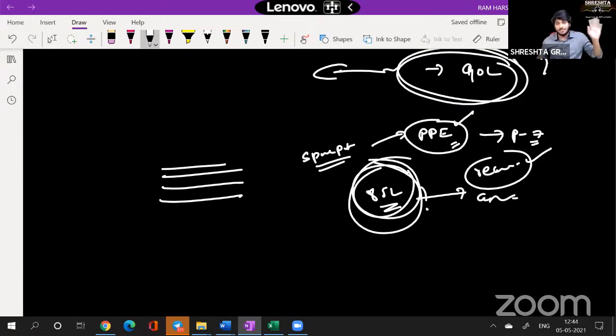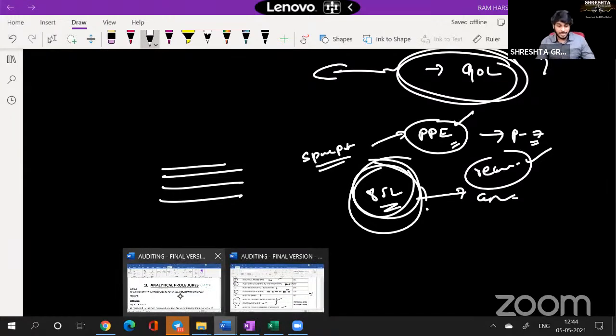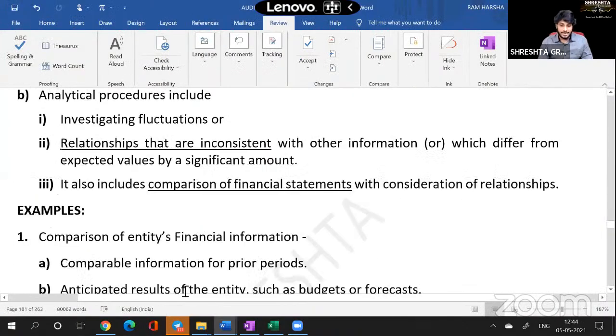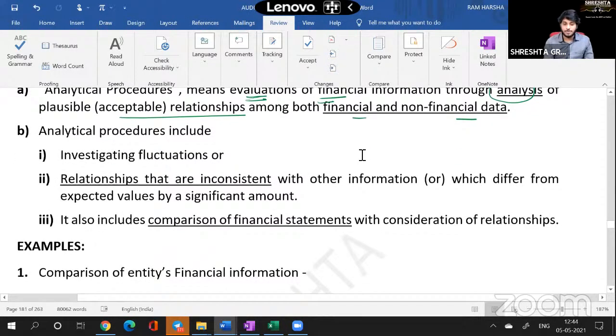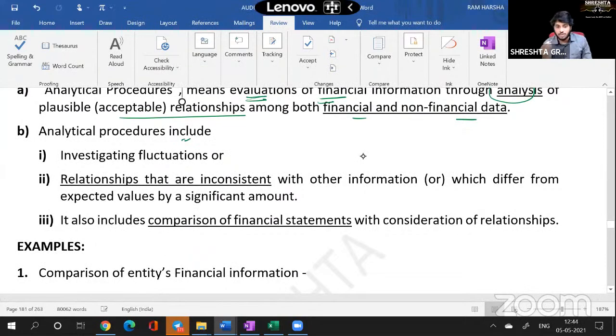Logically analyzing the facts. So, analysis of financial and non-financial information. You see the analytical procedure definition. Analytical procedure means evaluation of financial information through analysis of relationships among financial and non-financial data, like employee data versus turnover with profit. Analytical procedure includes what I did now. When I find a fluctuation, I am investigating.